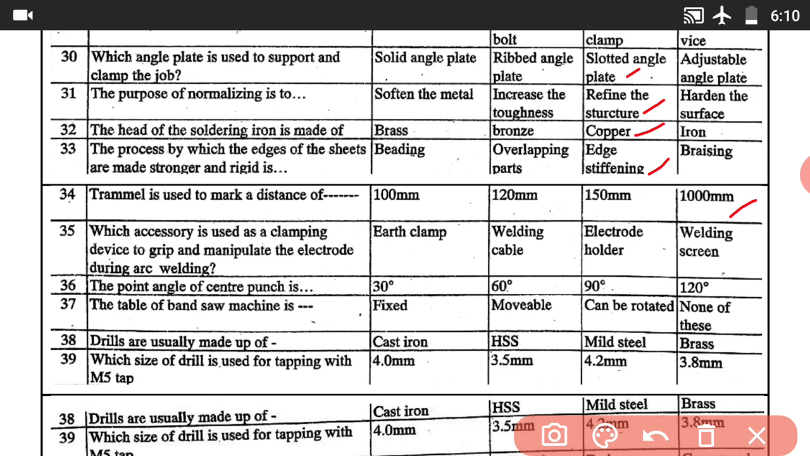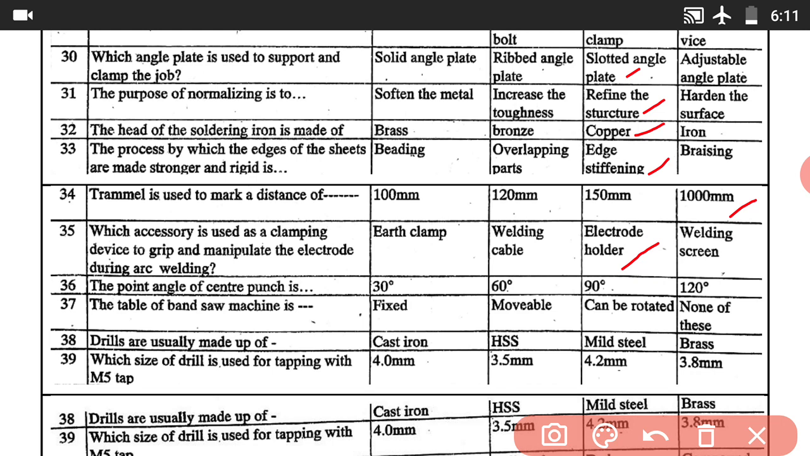Question number 35. Which accessory is used as a clamping device to grip and manipulate the electrode during arc welding? The answer is the electrode holder. Option C is the correct answer.